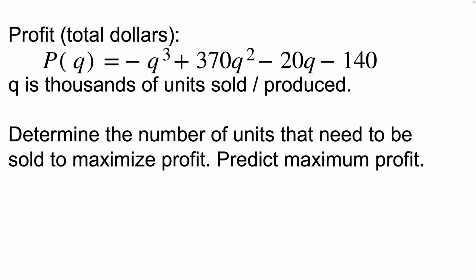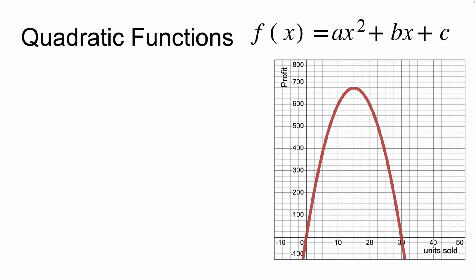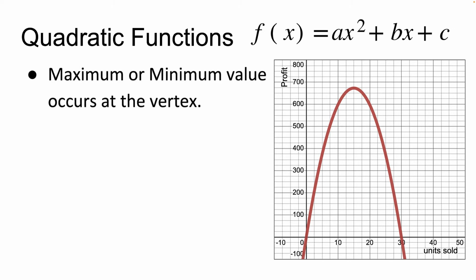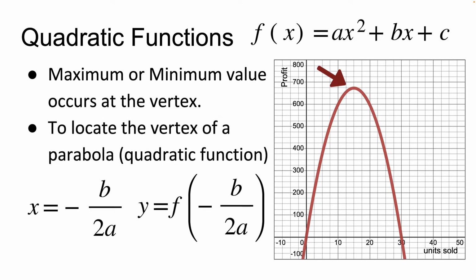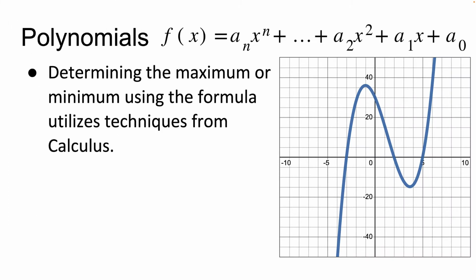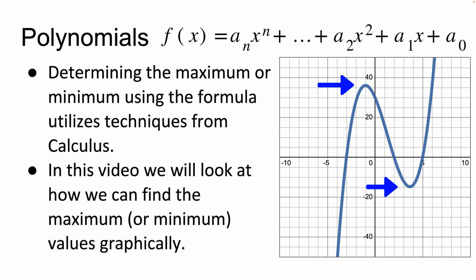Before we do this, let's review. When we were looking at quadratic functions, we found out that the maximum or minimum value occurs at the vertex. So to locate the vertex of a parabola or a quadratic function, you could use the formula x is equal to negative b over 2a, and then to find the y-coordinate of the vertex, you would plug that value back into the function. For general polynomials, determining the maximum or minimum using the formula utilizes techniques from calculus. In this video, we'll look at how we can find the maximum or minimum values graphically.